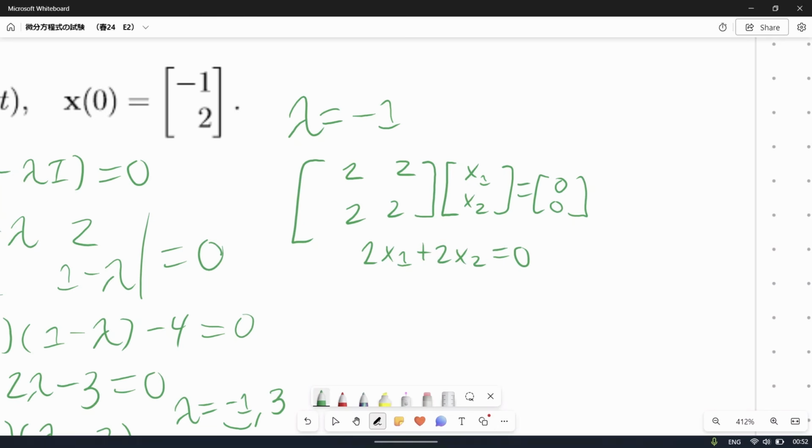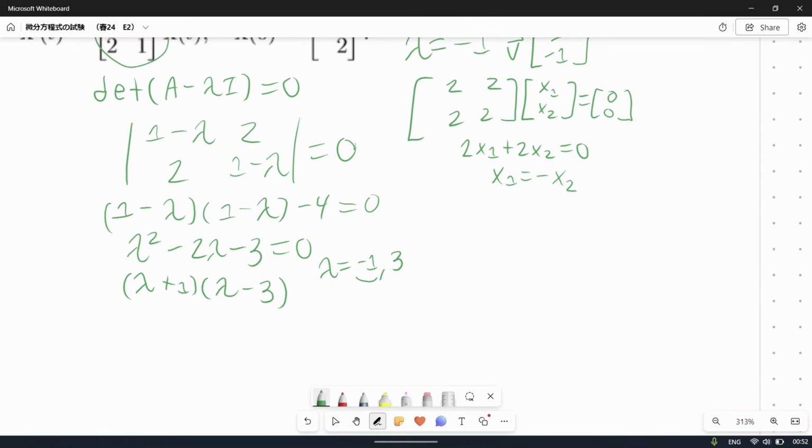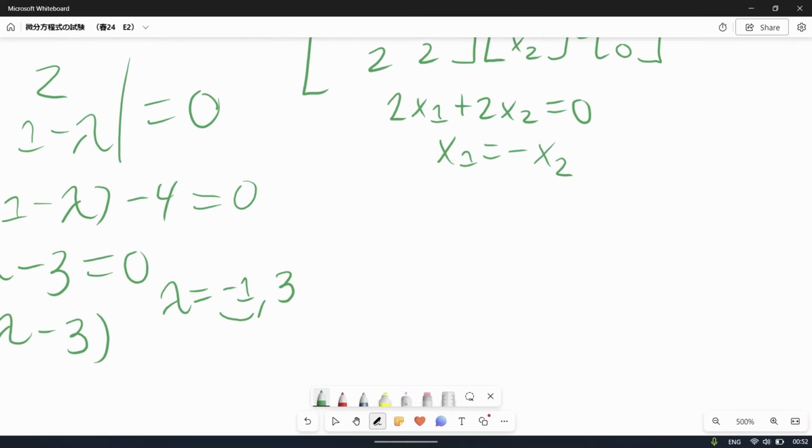So I'm going to rearrange things a little bit, and when you simplify things down, you end up with x sub 1 is equal to negative x sub 2. I'm just going to pick 1 and negative 1, because those are simple numbers. So the corresponding eigenvector for this eigenvalue is 1 and negative 1. And then we rinse and repeat the same process for the second eigenvalue, 3.